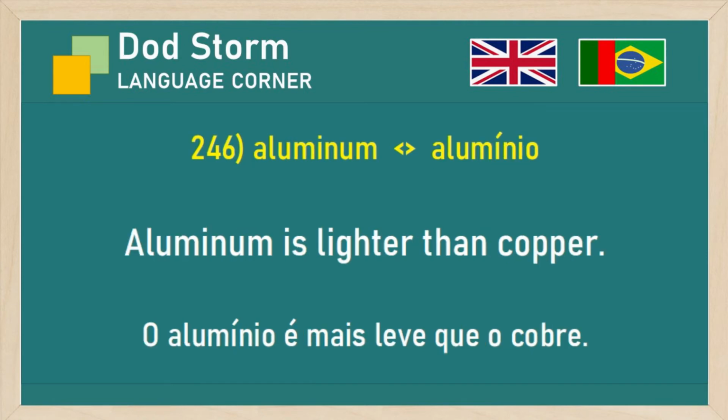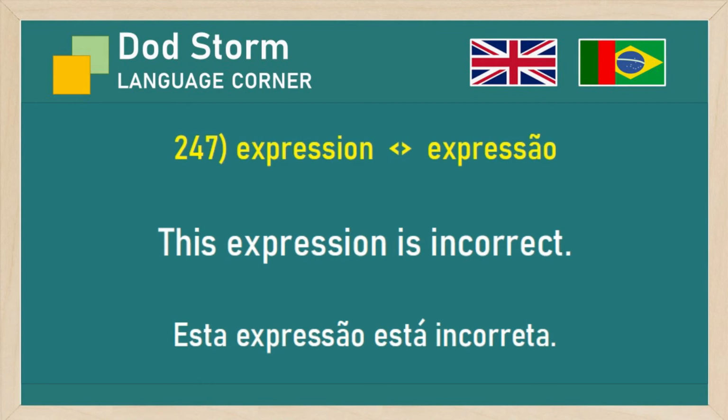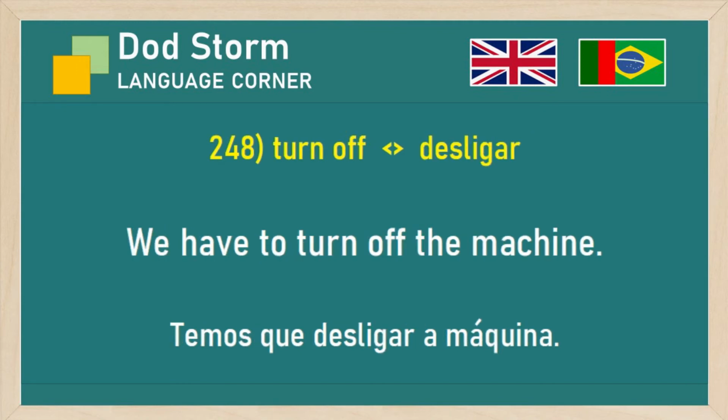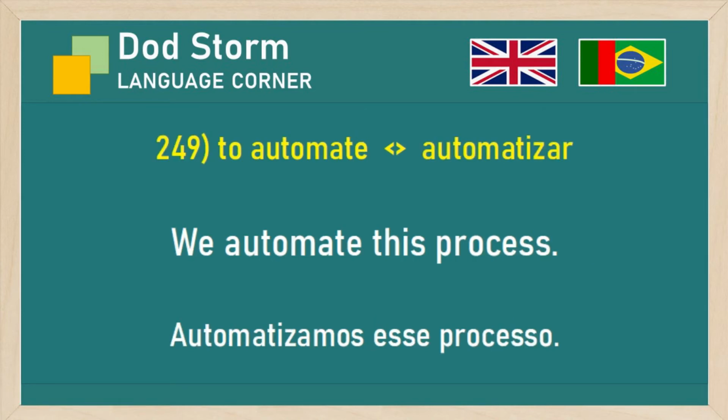Aluminium is lighter than copper. This expression is incorrect. We have to turn off the machine. We automate this process.